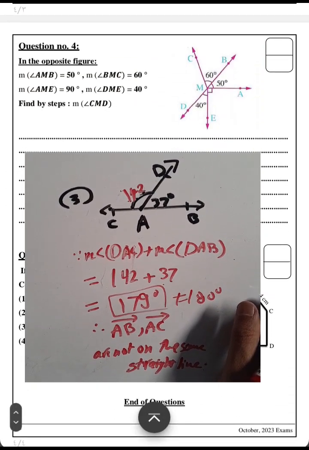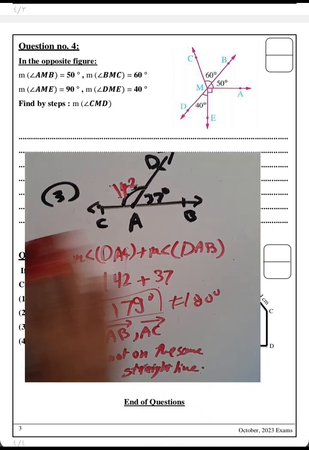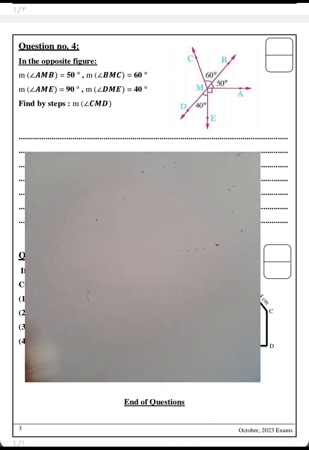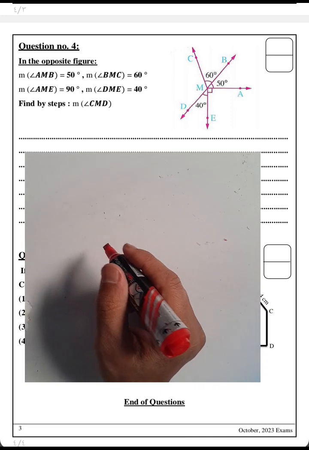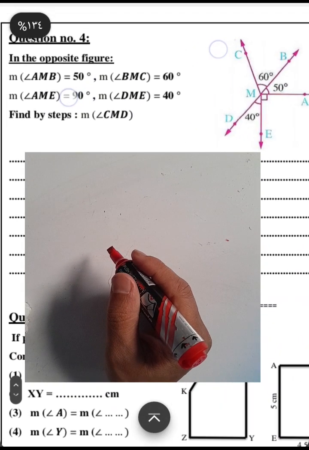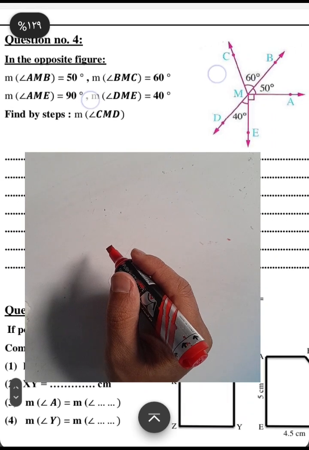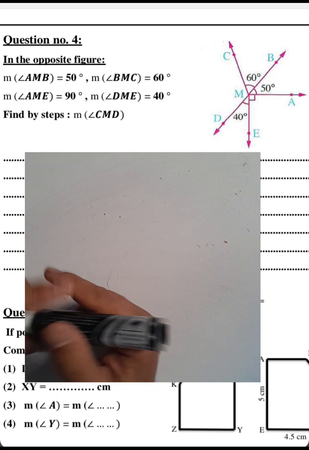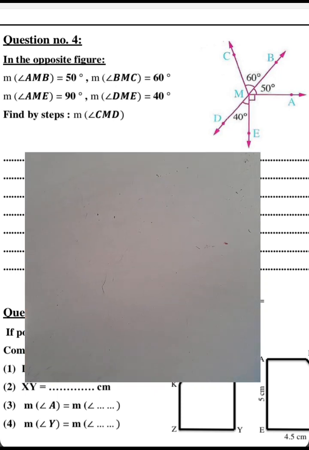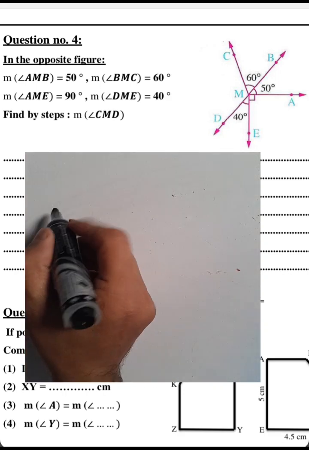Question number 4. We have cumulative angles at the point M. Find by steps the measure of angle CMD. We want to find the measure of angle CMD. Okay, such that in this example we have how many angles? 1, 2, 3, 4, 5 angles here. Okay, we can use this rule here.